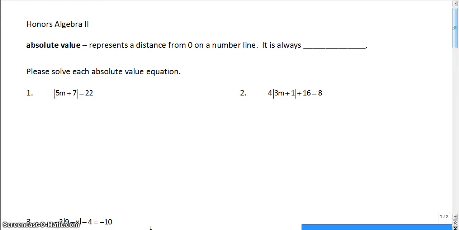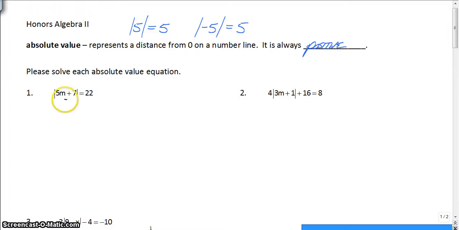First of all, what we're going to be talking about is absolute value. The distance from 0 on a number line is always positive. Okay, so refresher from back in the day. The absolute value of 5 is equal to 5. The absolute value of a negative 5 is also equal to 5. Absolute value will never be equal to a negative. Okay? So here we go.